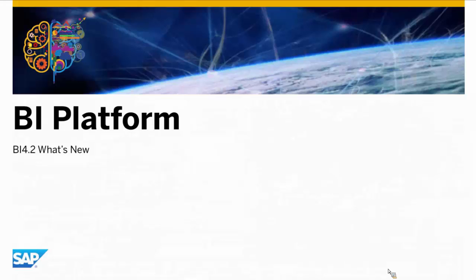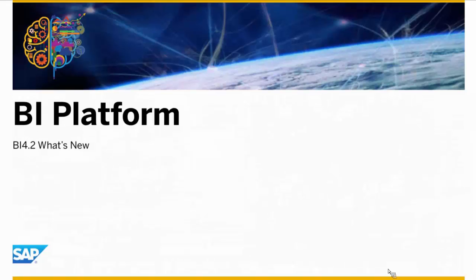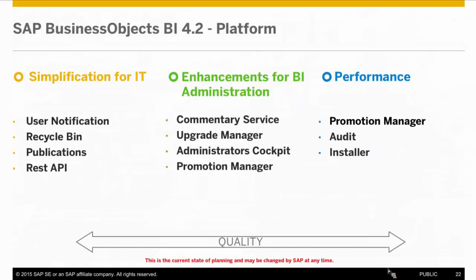So let's start looking into what is new in the BI platform itself, the Enterprise Platform Suite. As I said, we have those 3 buckets: simplification, enhancement, and innovation/performance in this area. So in the platform, we added several simplifications for IT by driving user notification. We added a recycle bin, publication, and we enhanced the RESTful API. But we also added a commentary service on the platform.